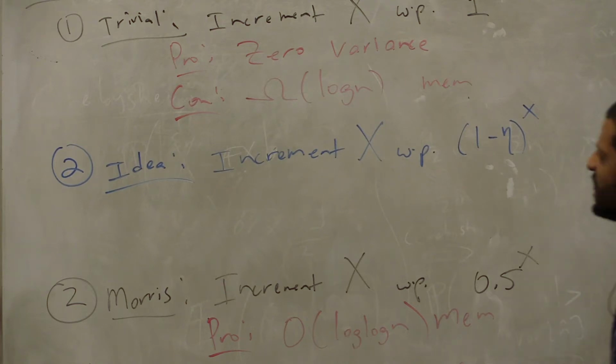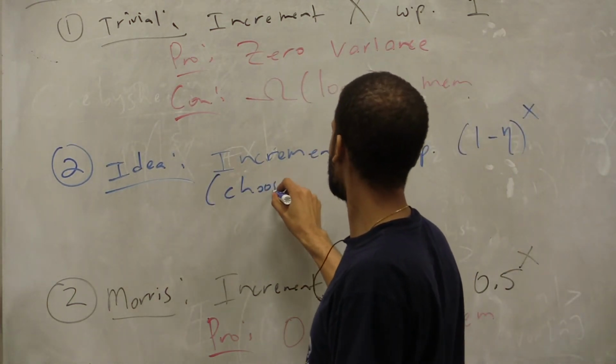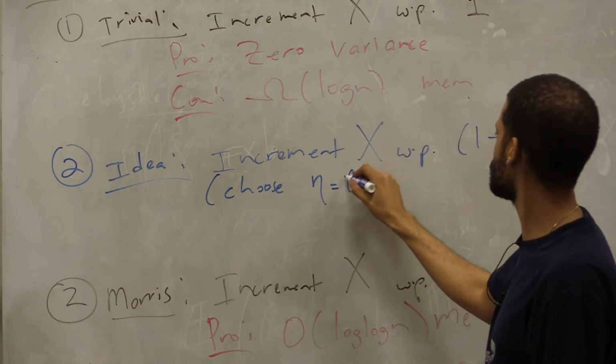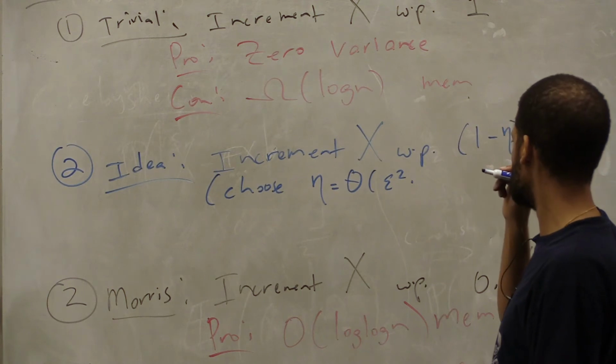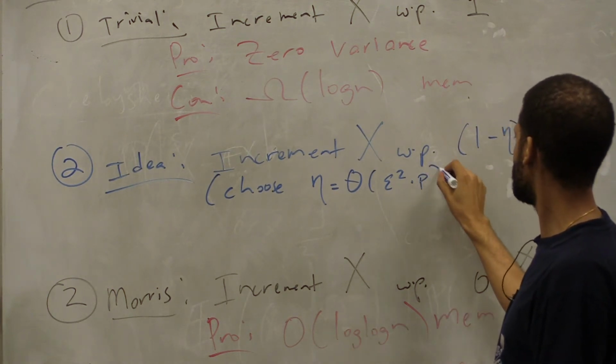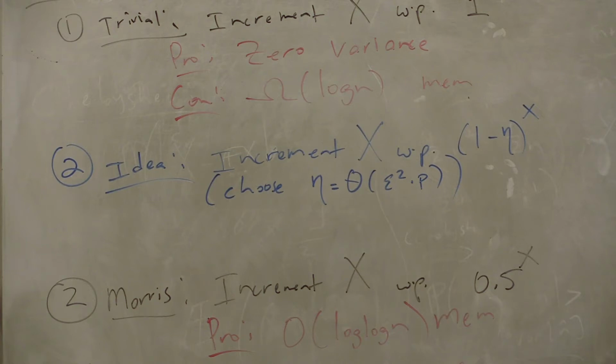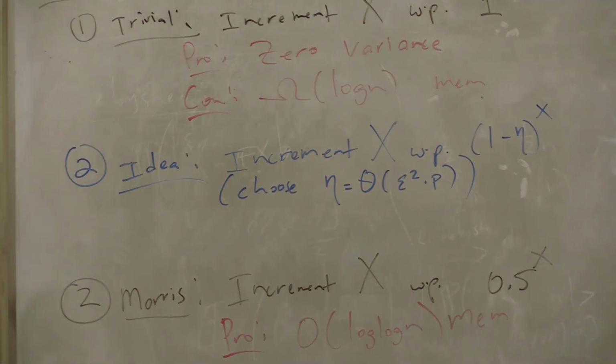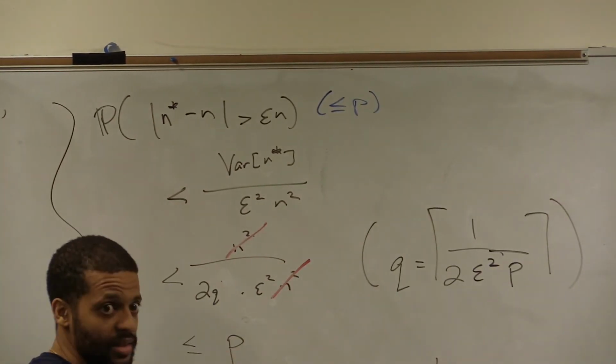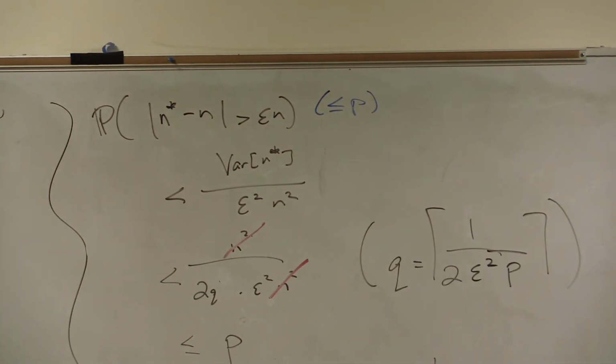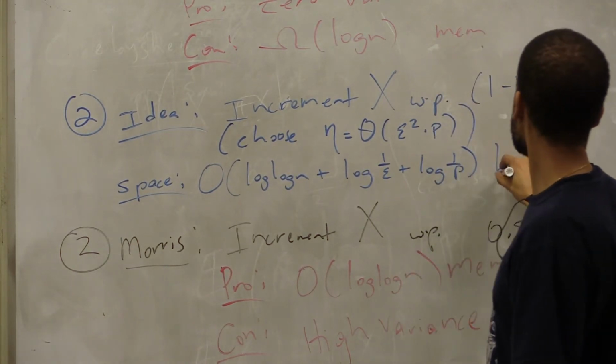And what you can show is, if you choose eta to be something proportional to epsilon squared times p, then it gives you exactly what you want. You can prove that you'll have an estimator such that the probability that you deviate from the answer by more than epsilon n will be at most p. And you can prove that your space complexity will be something like O of log n plus log 1 over epsilon plus log 1 over p bits. Okay.